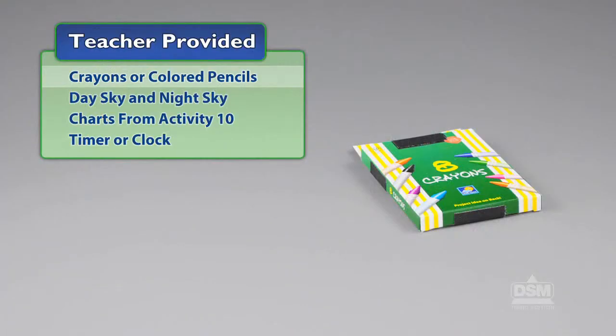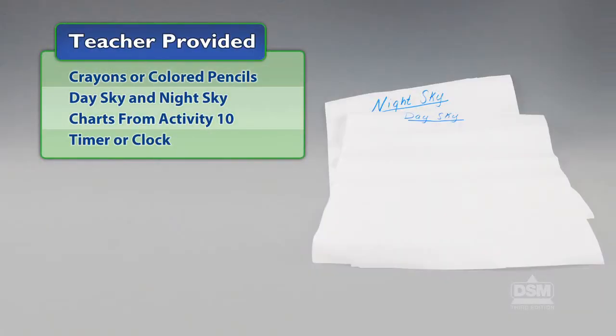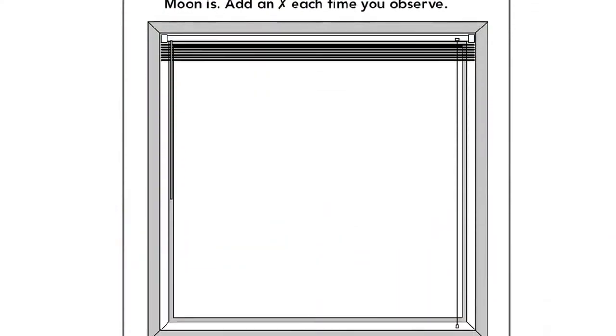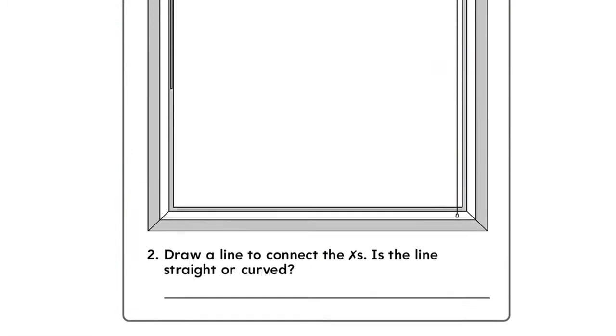You will also need to provide crayons or colored pencils, day sky and night sky charts from Activity 10, and a timer or clock. To prepare for Session 1, make a copy of Activity Sheet 11, Part A for each student. Conduct this session on a clear morning, 7 to 10 days after the full moon.